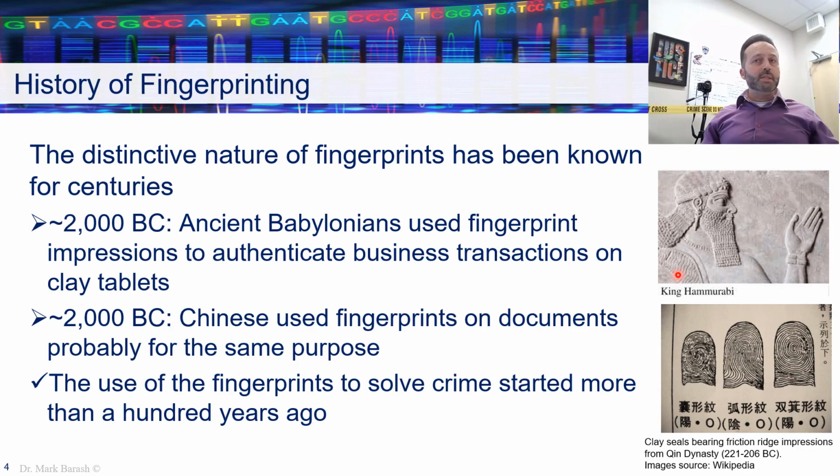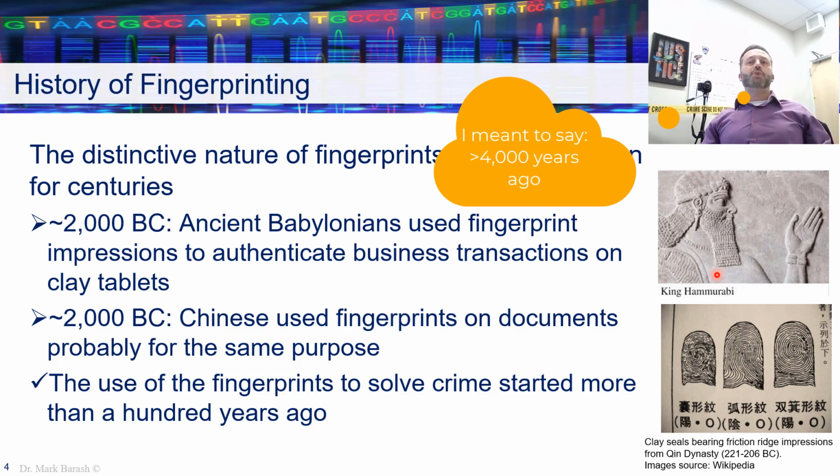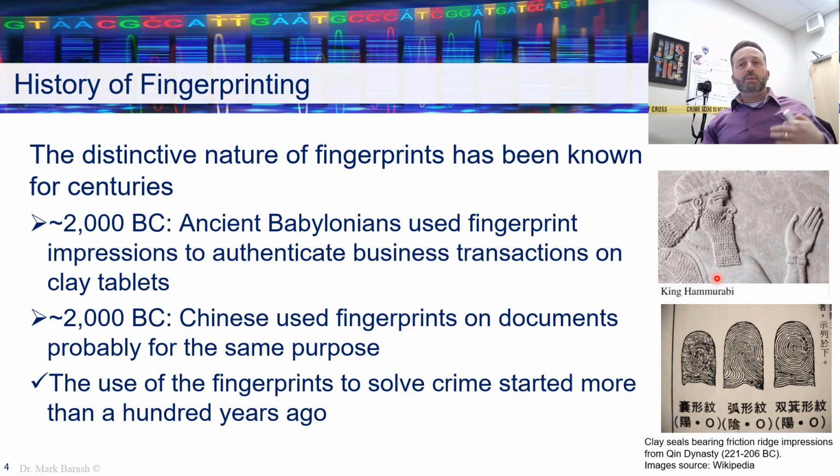The archaeological evidence suggests that the distinctive nature of fingerprints has been known for a long time. The fingerprints have been used by Babylonians at least 2,000 years ago to authenticate business transactions on clay tablets, and around the same time it was used in ancient China for the same purpose. However, the earliest fingerprints we find in the archaeological excavations all over the clay tablets in Mesopotamia and on the Egyptian pyramids are estimated to be over 6,000 years old.